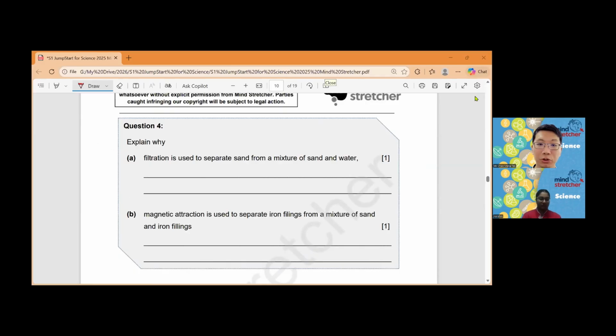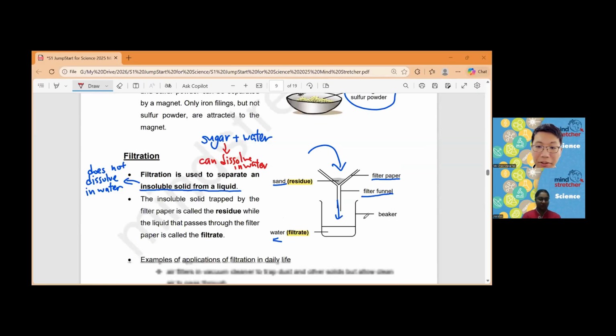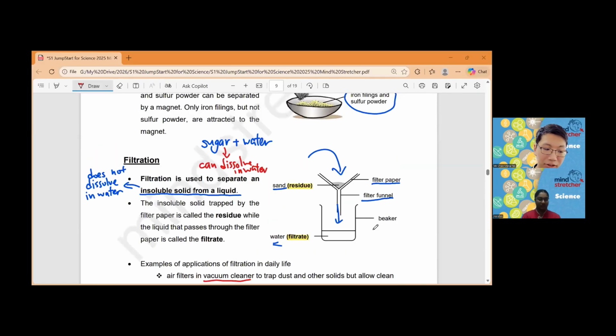Okay. So let's answer these questions. One of you is asking, is the filtrate clean enough to drink? That depends. In order to get drinkable water, let's say I get this sand and water from maybe the river or the pond, and the water is not clean, right? So the water may contain some bacteria, some microorganisms. I can separate the sand and water, but this water will still contain the microorganisms, and therefore it is not safe to drink.